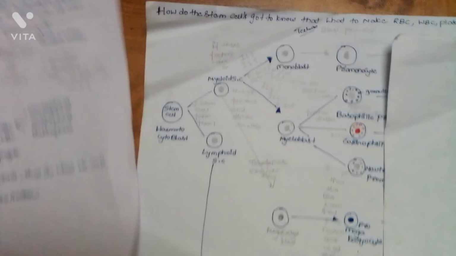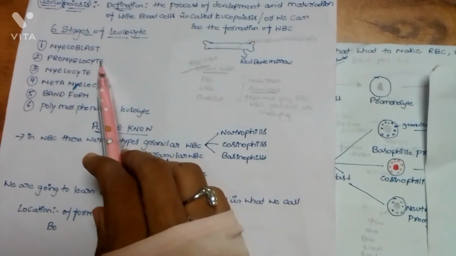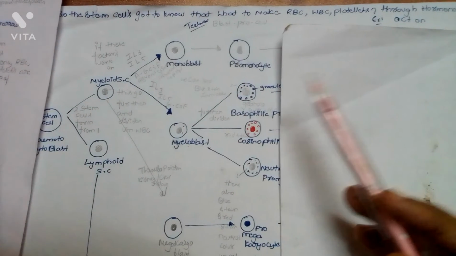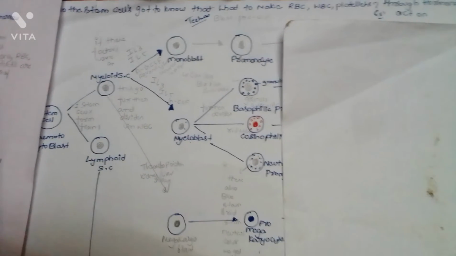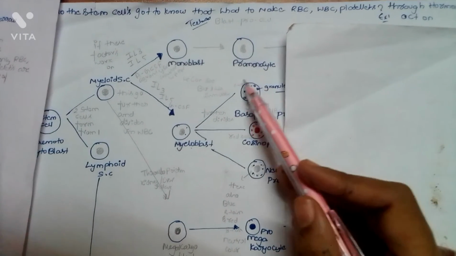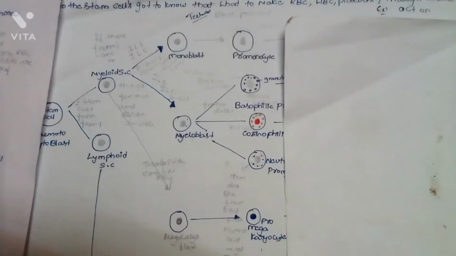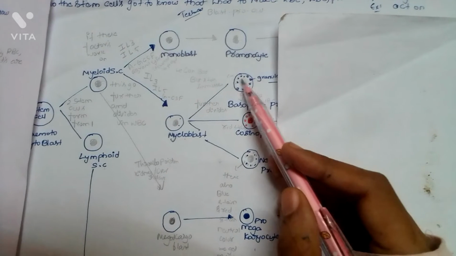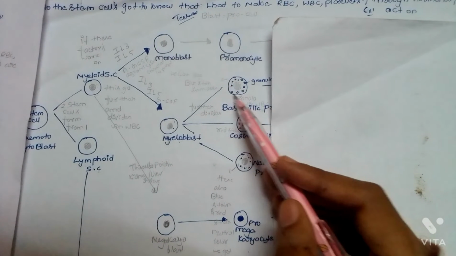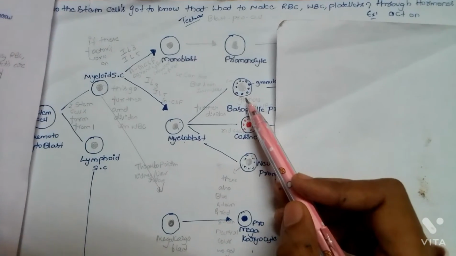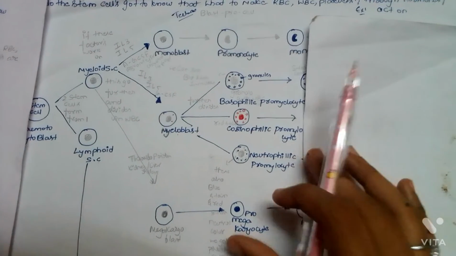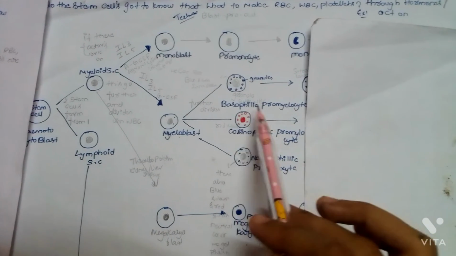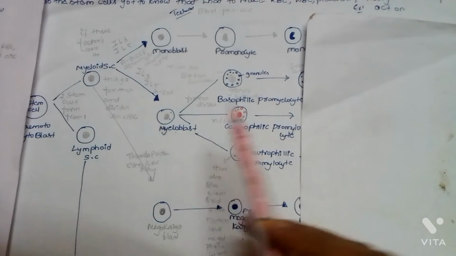After the myeloblast, what we are going to form is the promyelocyte. Myeloblast, promyelocyte. Here we are going to see about the promyelocyte. How can we identify it under the microscope? A blue stained cell having a nucleus with blue granules can be known as the basophilic promyelocyte.